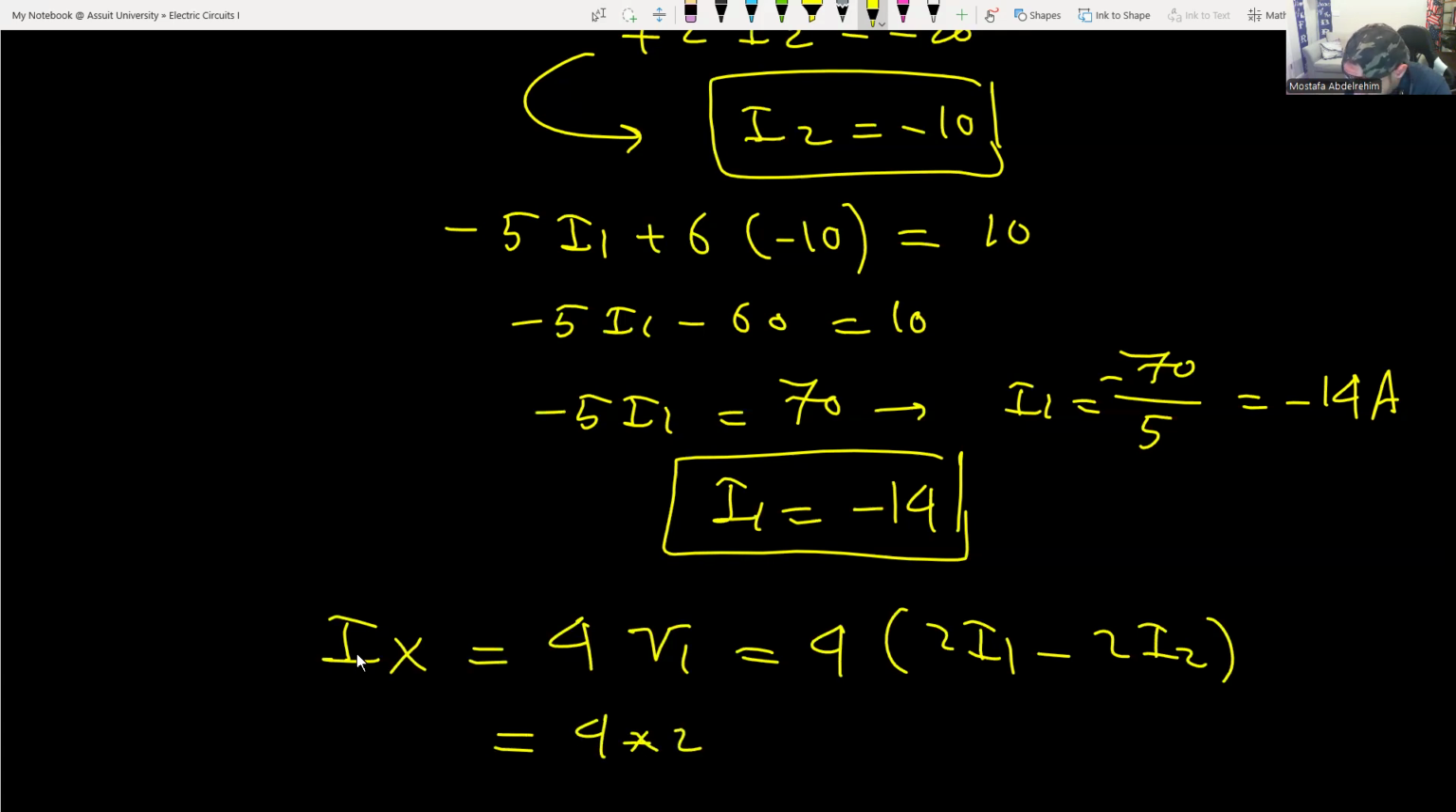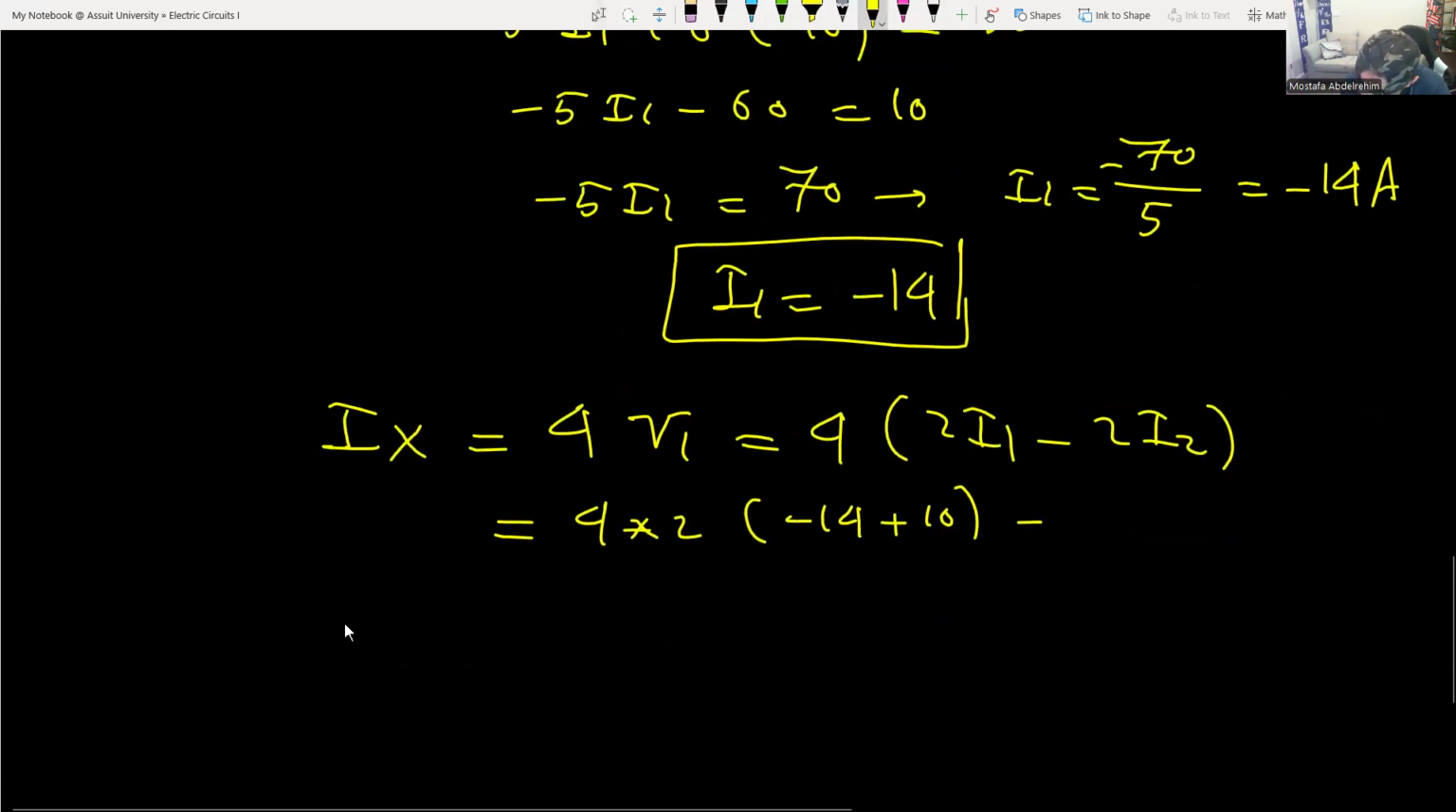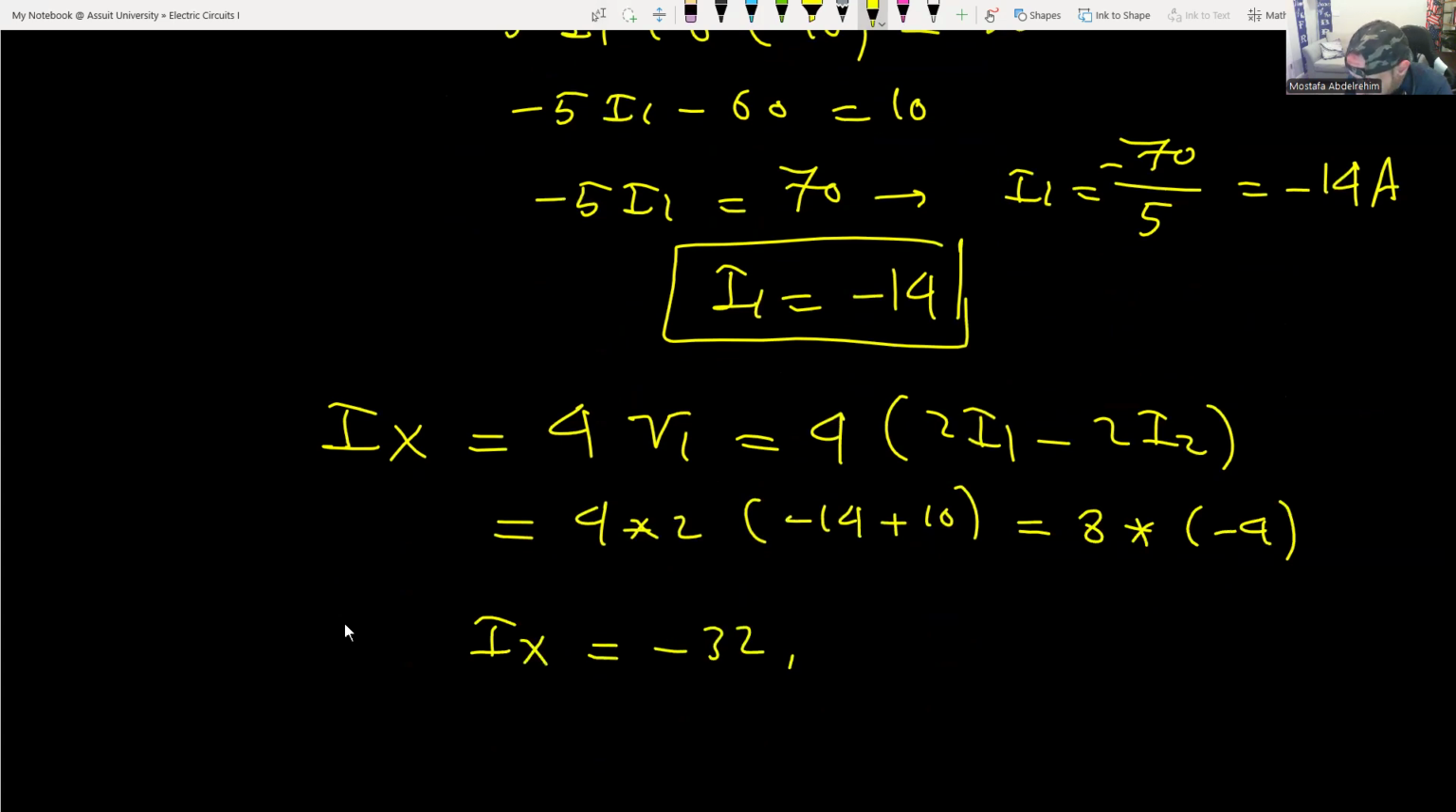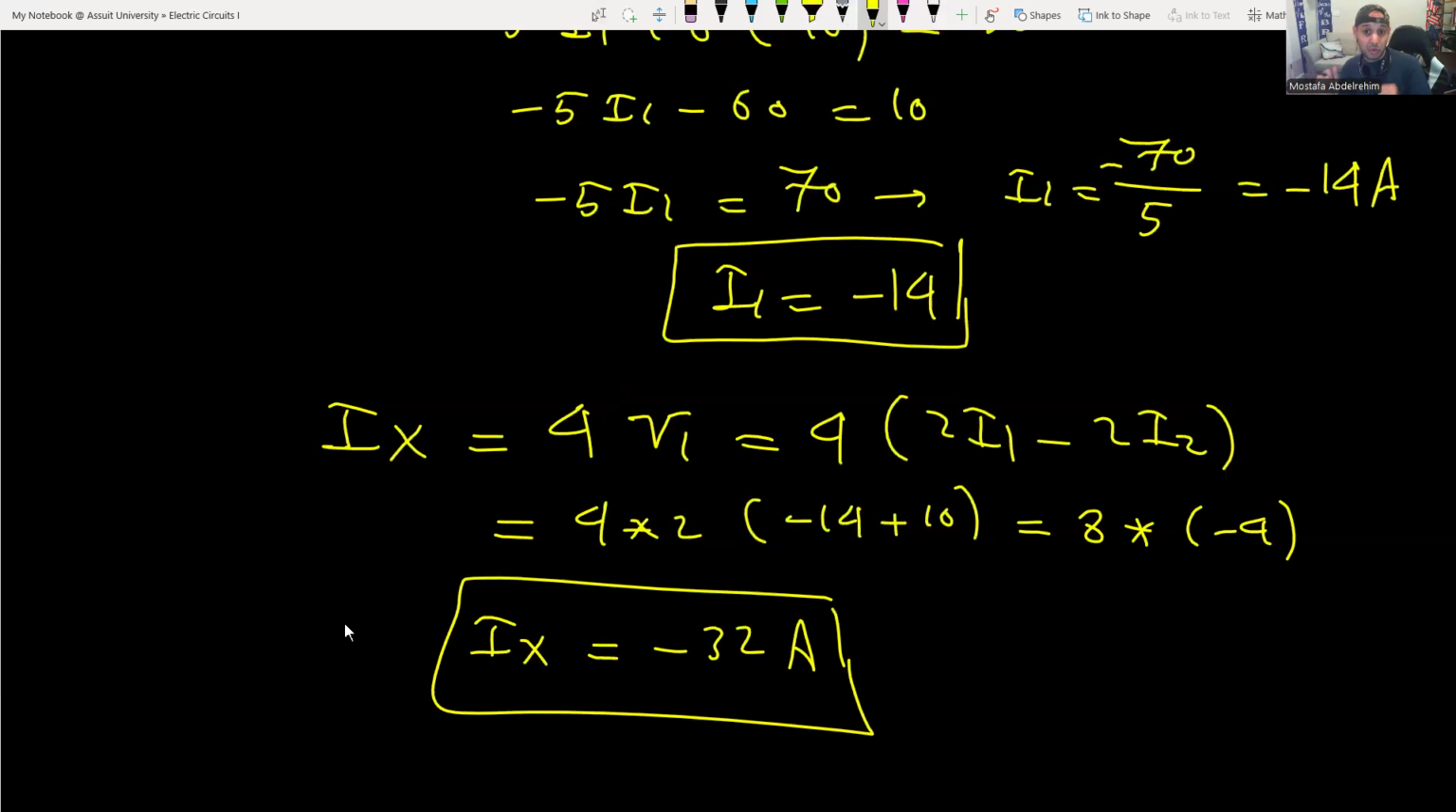We can take 2 as a common factor. I1 is minus 14. I2 is minus 10. Minus minus will be positive. So that's actually 8 multiplied by minus 4. So Ix is equal to minus 32 amperes. That's basically what we want.